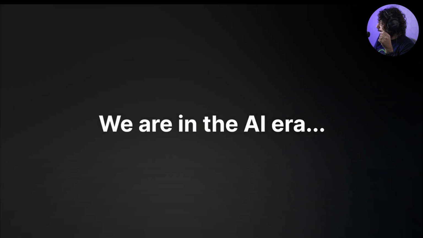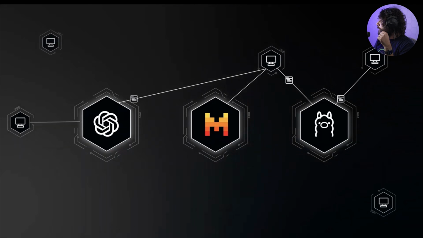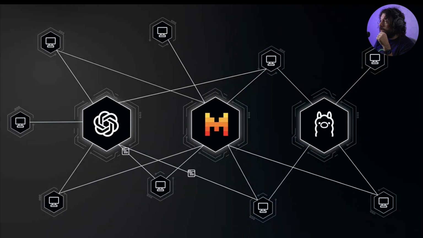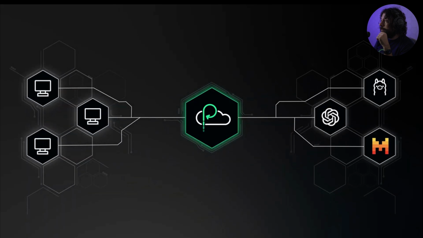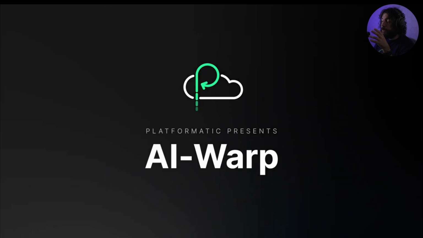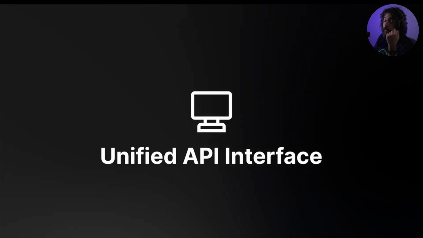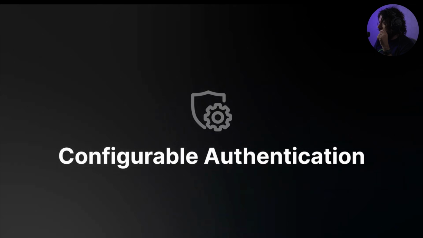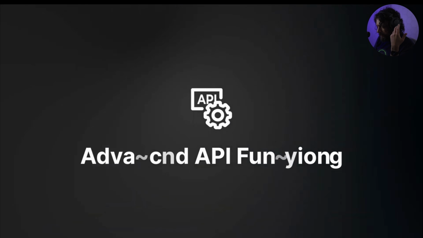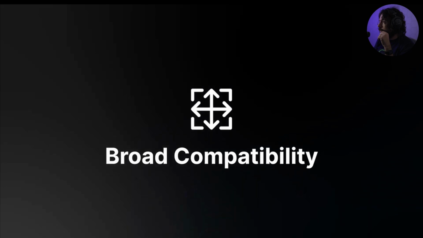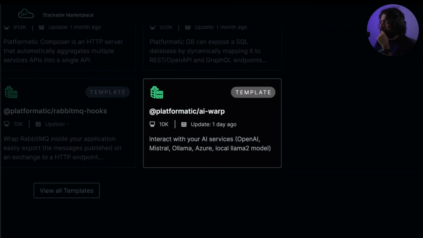Let's talk about AI. We have recently launched something called AI Warp. AI Warp is a little tool that allows you to talk to multiple AI services with a unified API interface, and a bunch of features like authorization, rate limiting, and so on. And we're going to talk a little bit about them soon.